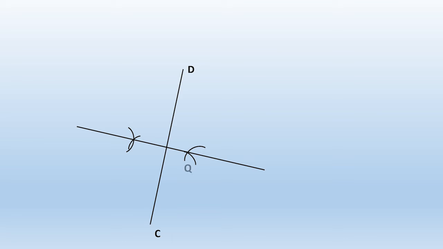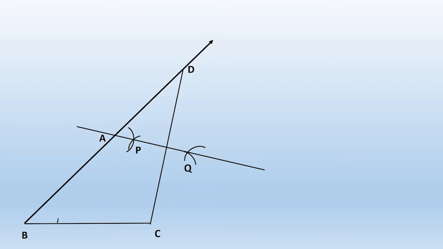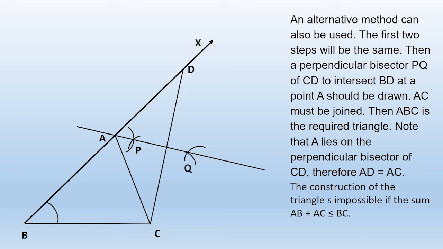The construction of the triangle is impossible if the sum AB plus AC is less than BC.